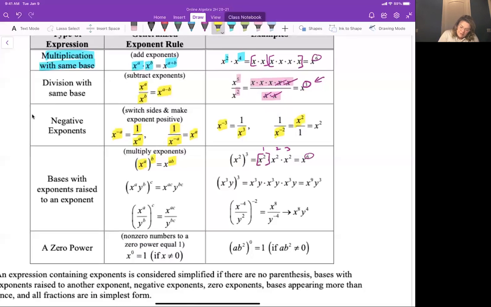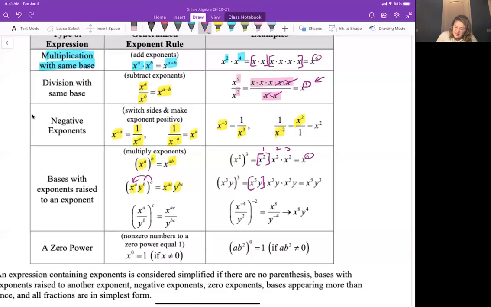This applies whether or not they're the same base. I would still multiply c times a and c times b. So here's what that would look like: x to the a times c, y to the b times c. In a similar fashion, you could figure out the rule.